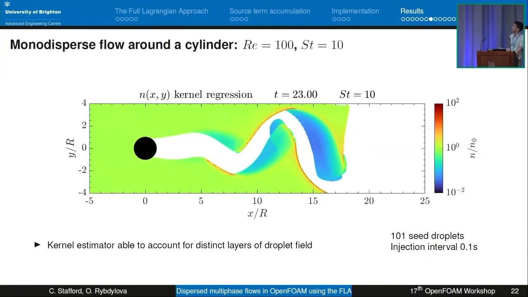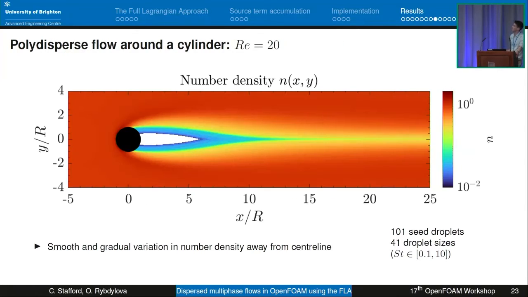So that's the monodispersed cases. Move on to the polydispersed ones now. So this is for the steady state case again. And what we're looking at here is a total number density over all droplet sizes. So I mentioned that we have to integrate out the sizes to get this distribution.